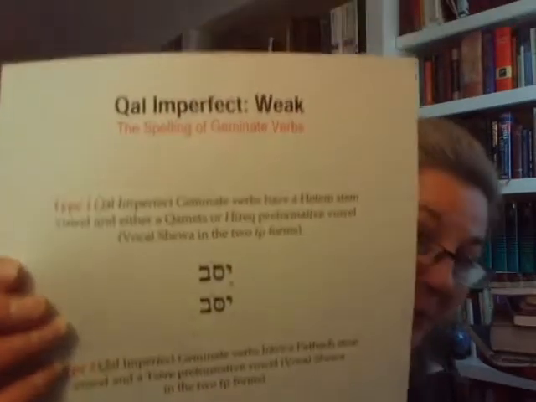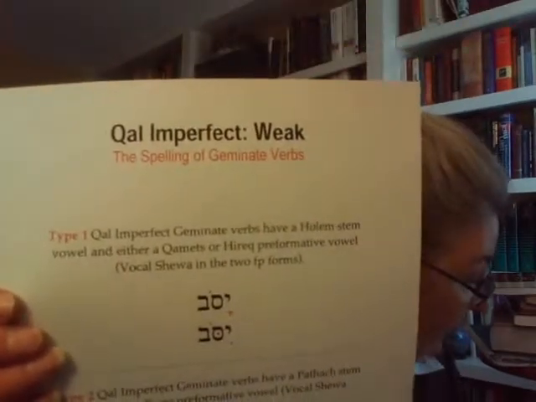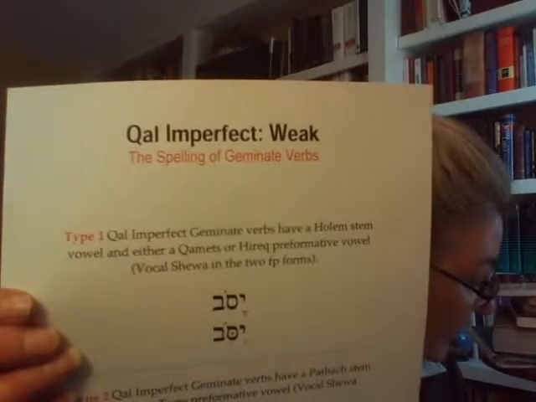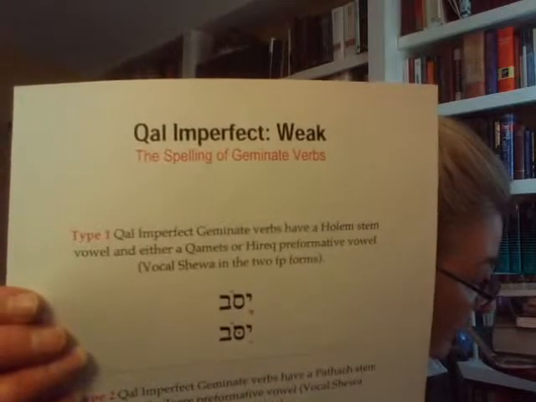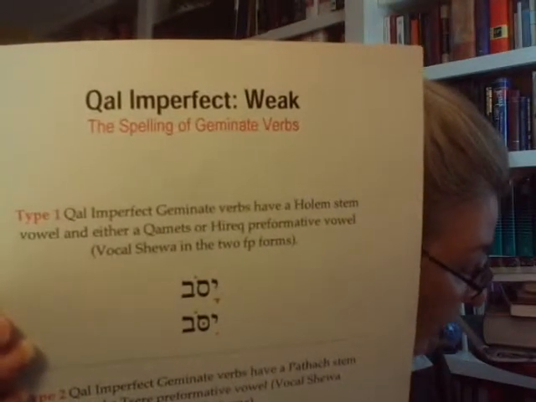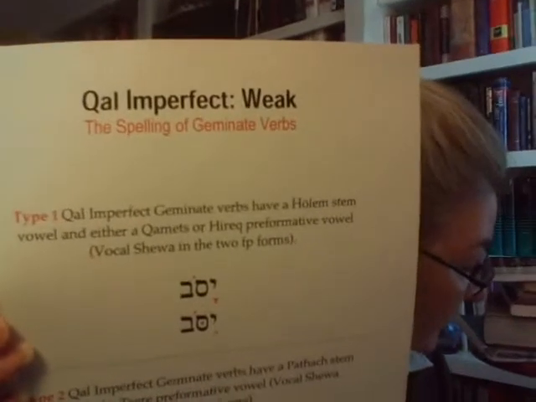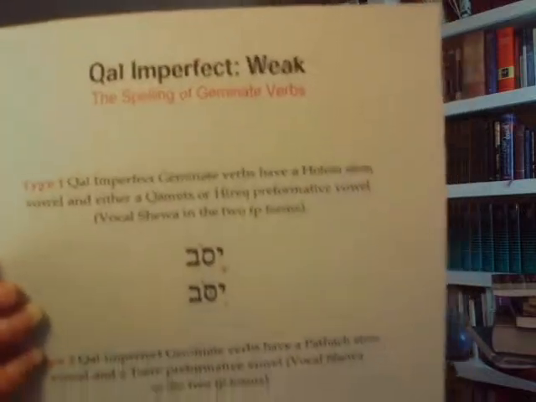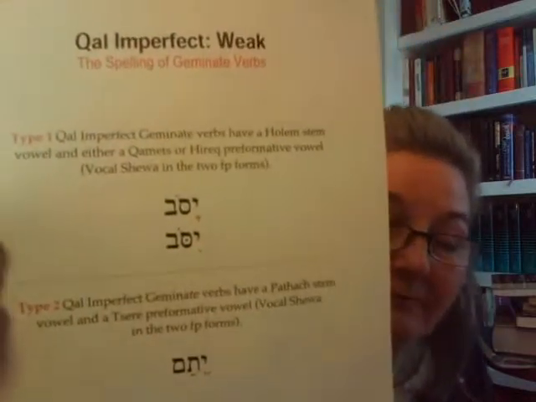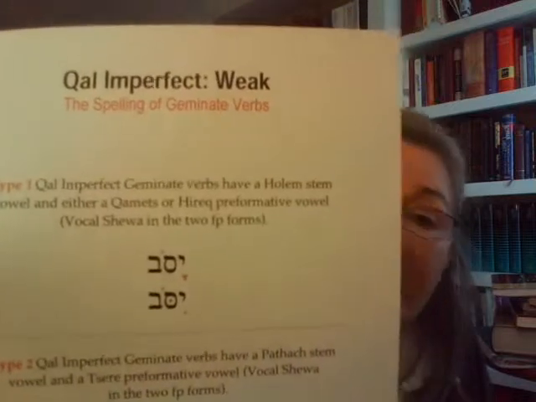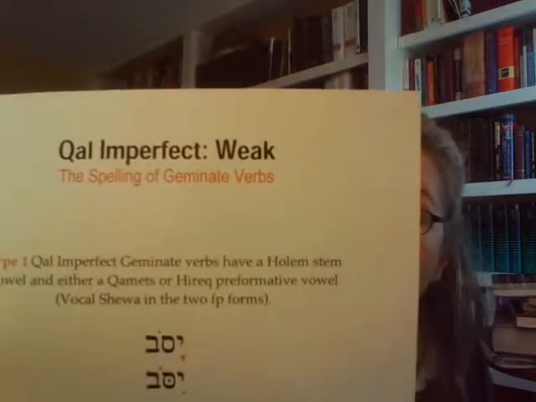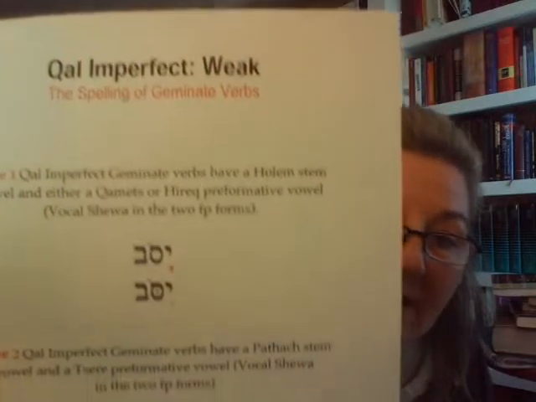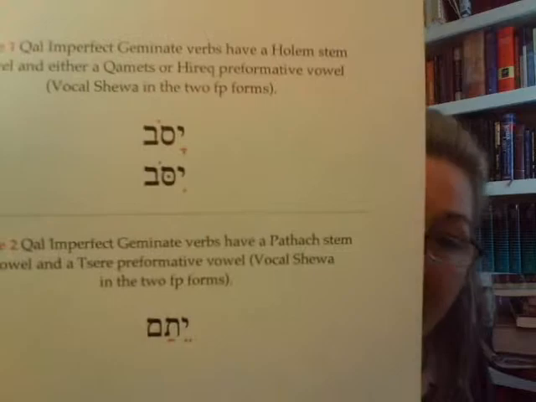Note also that the type 1 geminate verbs have an alternate form that also has a holem stem vowel, but each type is distinguished by its preformative vowel. Type 1 verbs have a hireq or the alternate hiriq preformative. Type 2 exhibits a sere preformative vowel, and there are some other minor variations that we'll see on and off. Up here with type 1, we have yesov and yasov. And then here we have yetham.